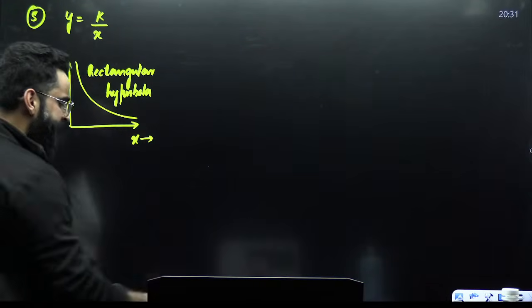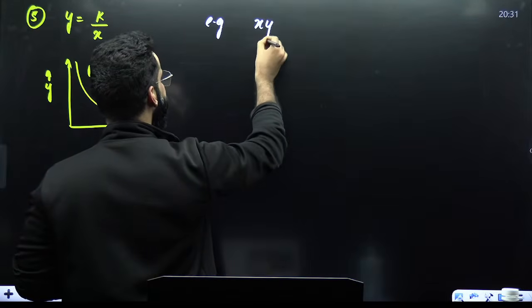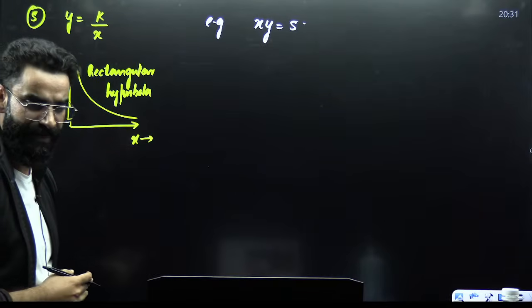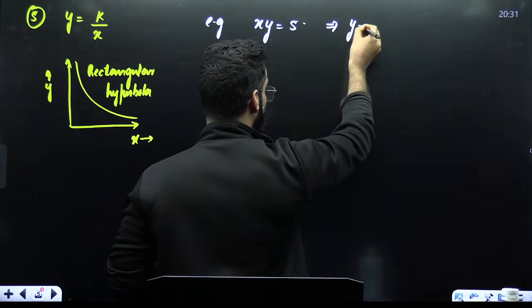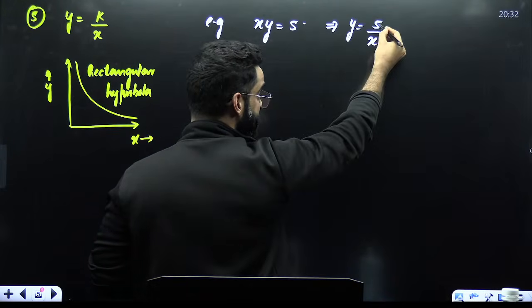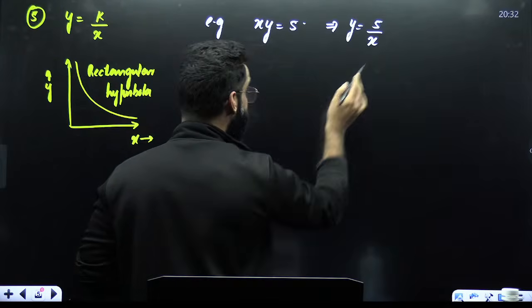Now, for example, you have got an equation like xy is equal to 5. So basically, it is written like this: y is equal to 5 by x. 5 is your constant, so technically it resembles y is equal to k by x. Correct? And y and x are inversely proportional.